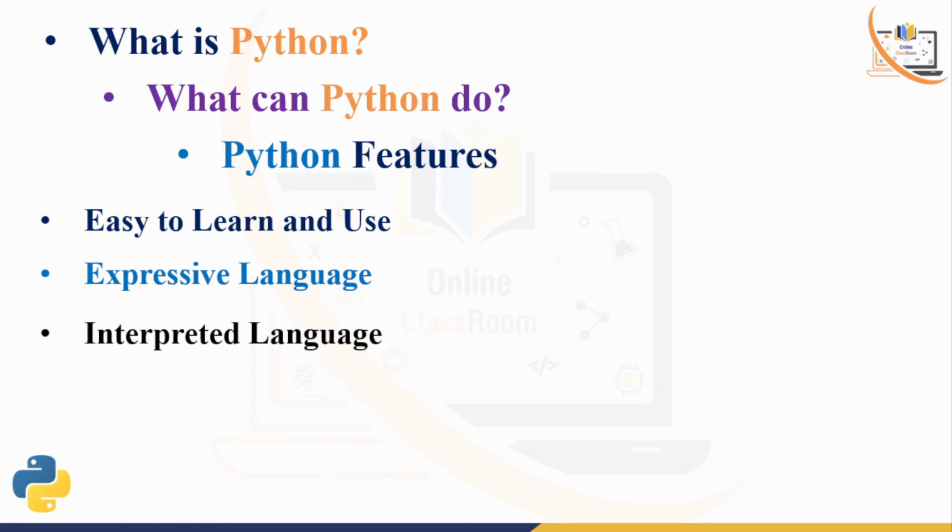And the next one is interpreted language. Why is Python called an interpreted language? Because a Python program is executed one line at a time. So basically Python uses the interpreter to check whether your code is correct or not, right?